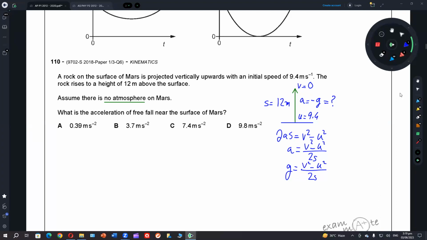Yes. It is coming 3.68. Sorry, how much? 3.68 meters per second squared.